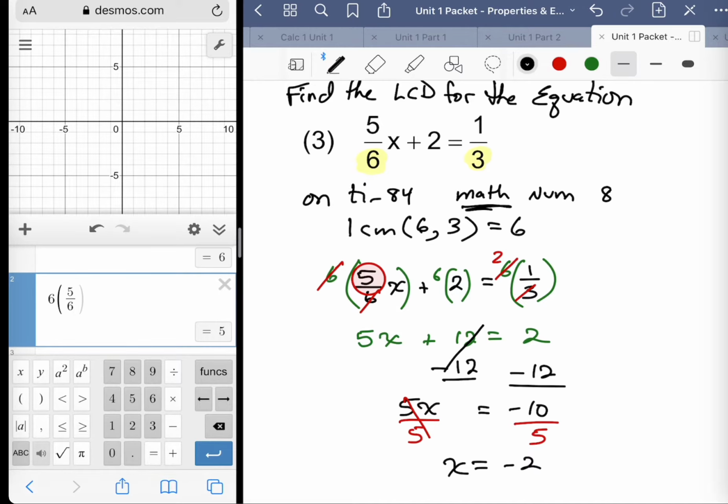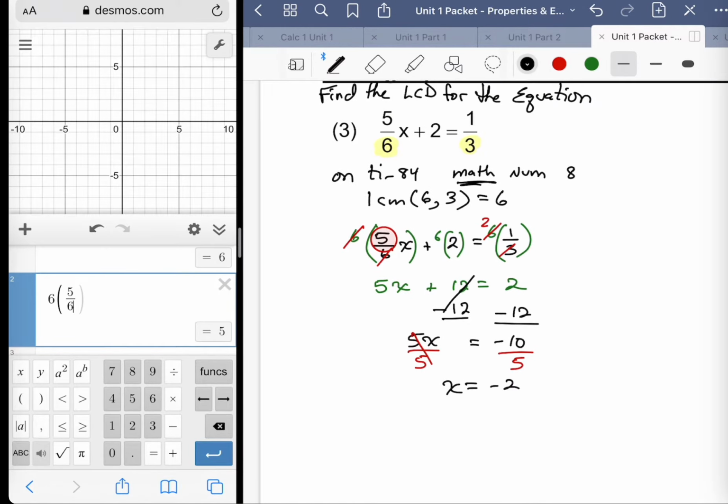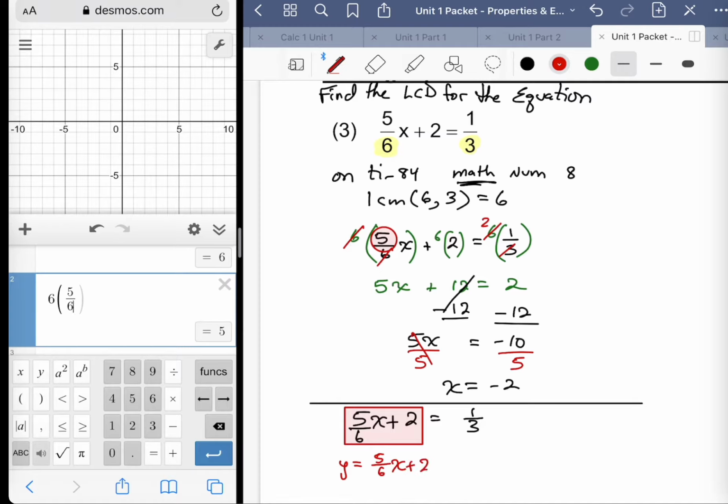Going back to what we talked about yesterday, if a question just asks you to find a solution, it's pretty simple on Desmos. You take the left-hand side. So we have 5x plus 2 equals 1/3. Oh, I'm sorry, 6x plus 2. The left side goes in as one equation. We would say y equals this. The right-hand side goes in as another equation. We'd say y equals that.